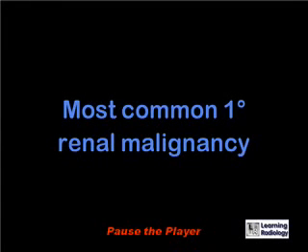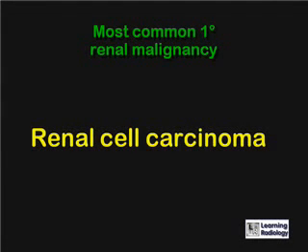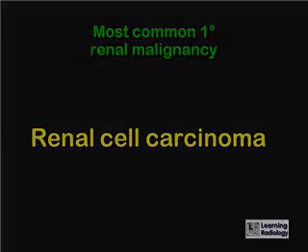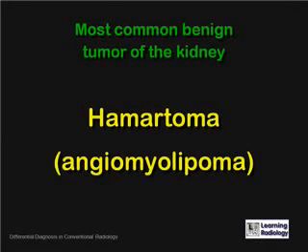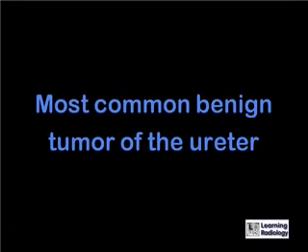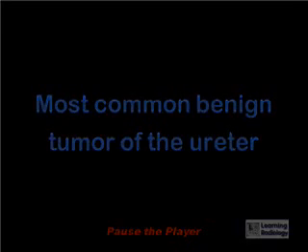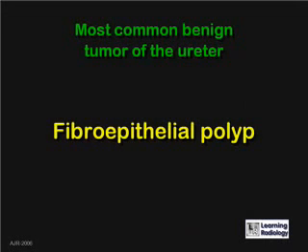What is the most common primary renal malignancy? Renal cell carcinoma. What is the most common benign tumor of the kidney? A hamartoma, an angiomyolipoma. What is the most common benign tumor of the ureter? A fibroepithelial polyp.